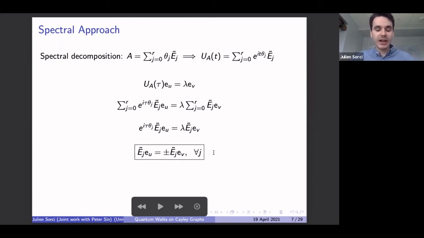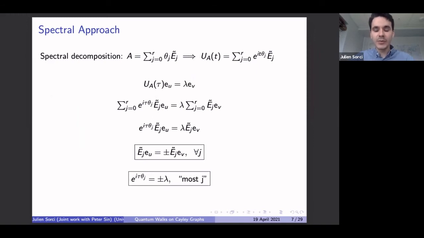Another thing that has to happen is that these exponentials have to be equal to plus or minus lambda for most j. And like I said, there's a little bit of technicality here, but I'll get into what exactly I mean by most j in just a second. But the main idea that I'm getting at is that from assuming you have perfect state transfer, we see that we have a few consequences about the spectral decomposition of our adjacency matrix.